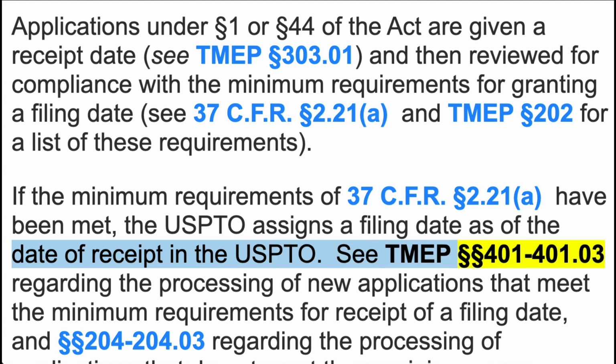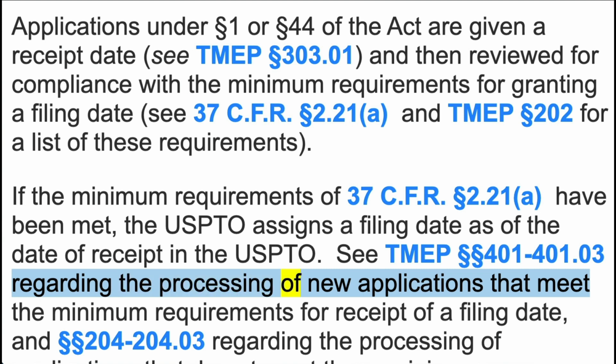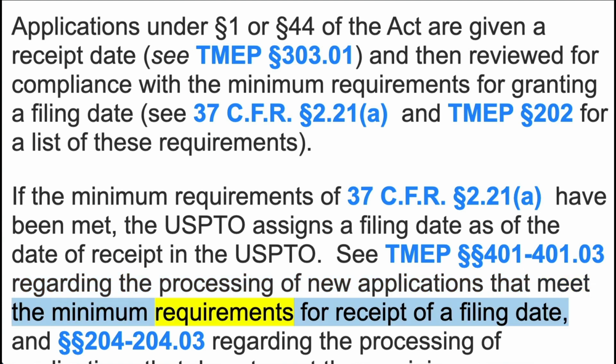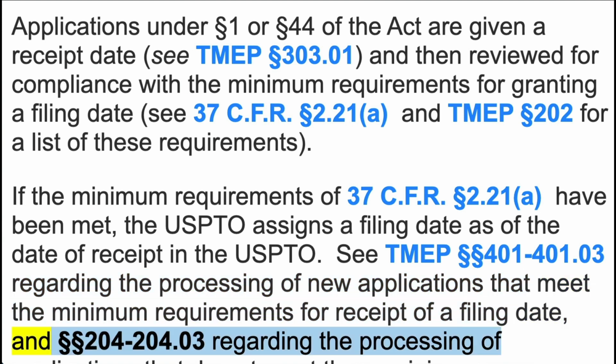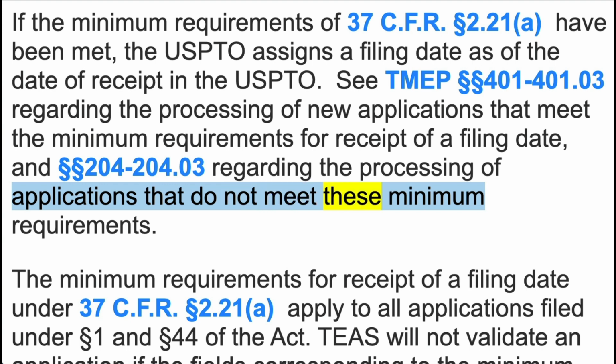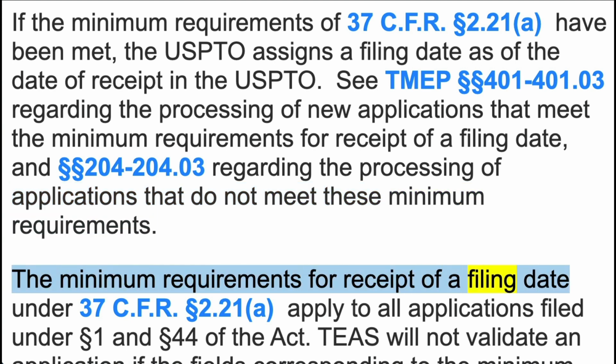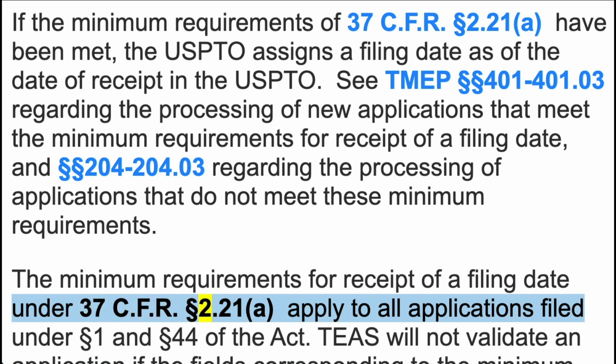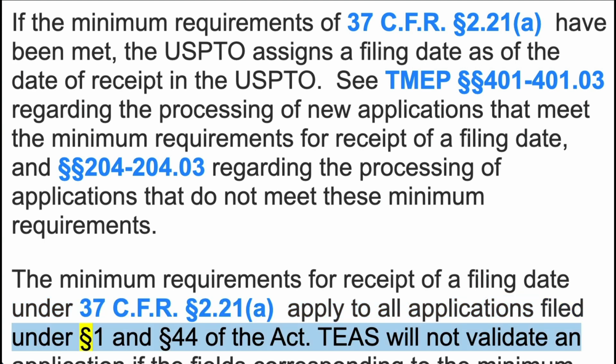See TMEP Sections 401 through 401.03 regarding the processing of new applications that meet the minimum requirements for receipt of a filing date, and Sections 204 through 204.03 regarding the processing of applications that do not meet these minimum requirements. The minimum requirements for receipt of a filing date under 37 CFR Section 2.21(a) apply to all applications filed under Section 1 and Section 44 of the Act.